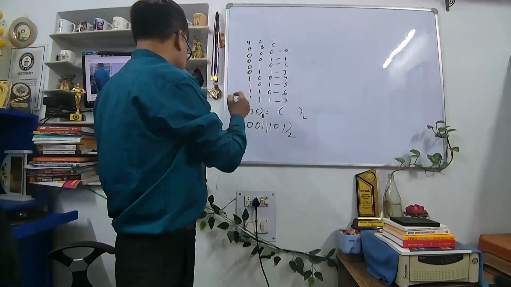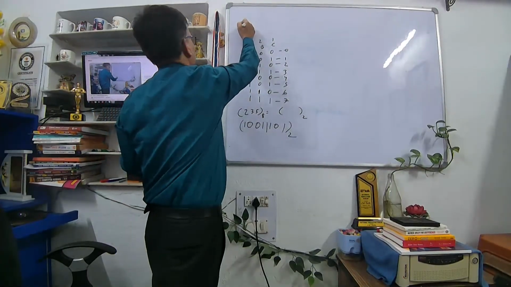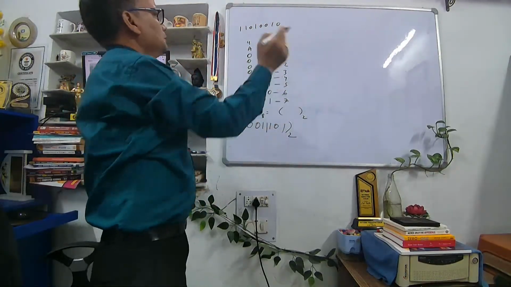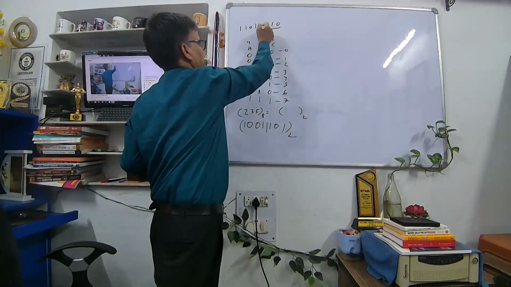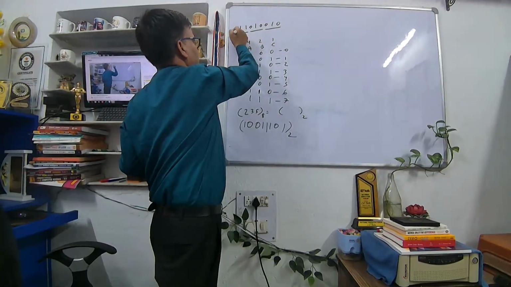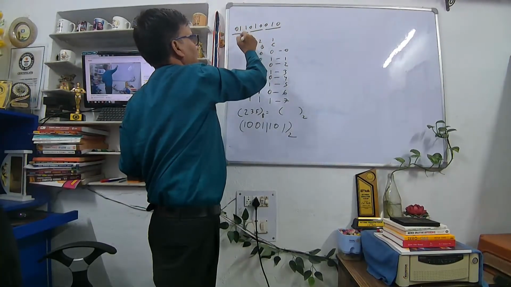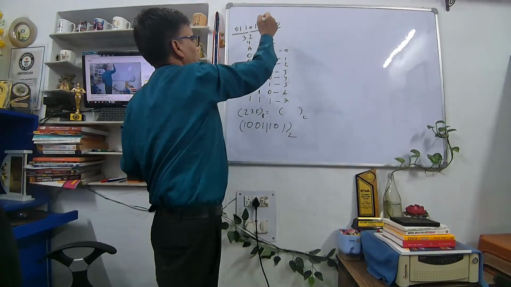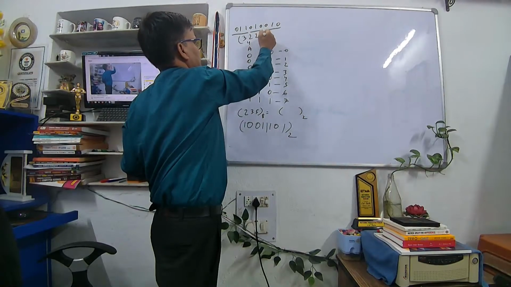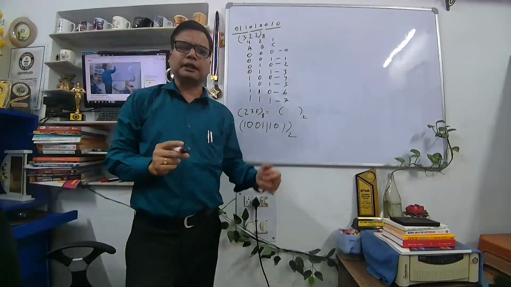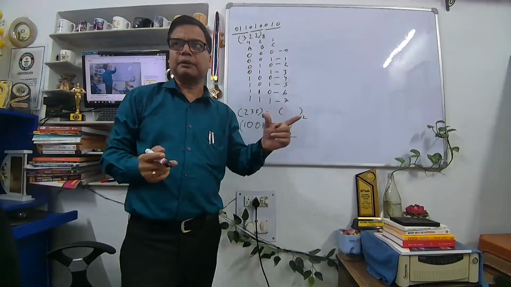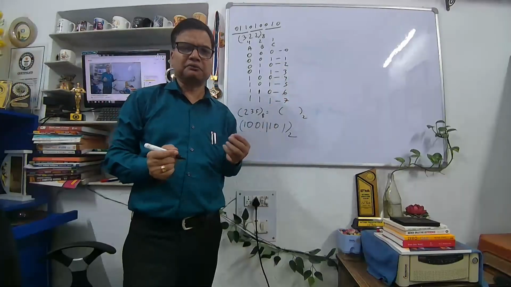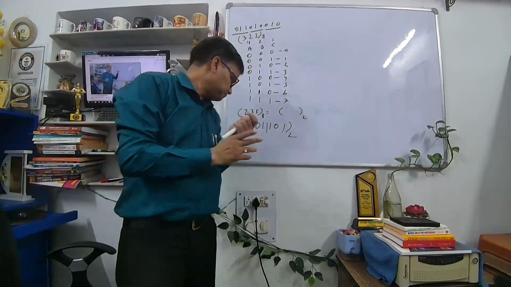Now, if I have to convert, for example, the binary number 1 1 0 1 0 0 1 0 to octal, I make groups of 3. Here I have only 2 digits, so I will put a 0. Now 0 1 1 is 3, 0 1 0 is 2, 0 1 0 is 2. So this is 3 2 2 in octal. So decimal to octal, octal to decimal, binary to octal, octal to binary: these are the conversions which you will get from the octal number system.